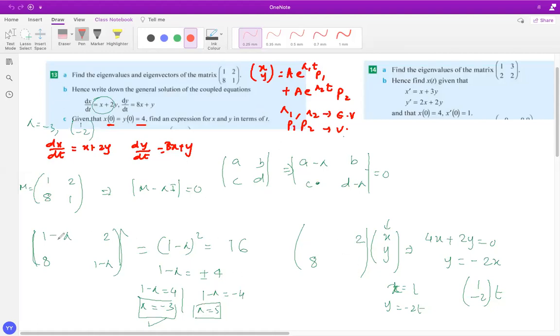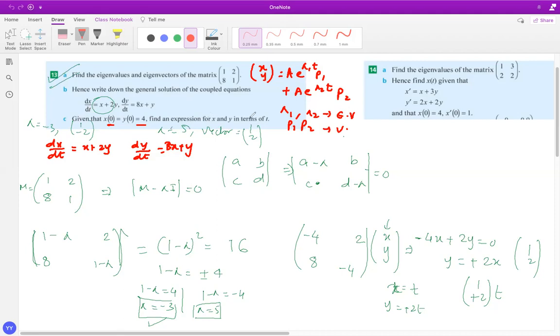If I take 5, 1 minus 5 is negative 4, and 1 minus 5 is negative 4 here. So the eigenvector equation is negative 4x plus 2y equals 0, so y equals 2x. If I take x as t, my y is going to be 2t, so the vector is 1 and 2. So when I take lambda as 5, my vector is 1 and 2. This is how you find the eigenvalues and eigenvectors.